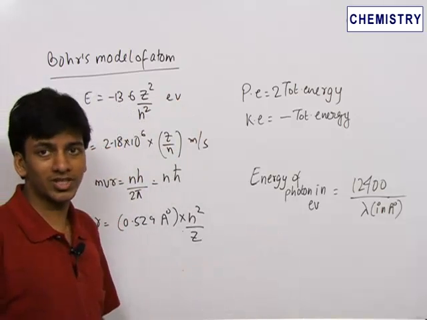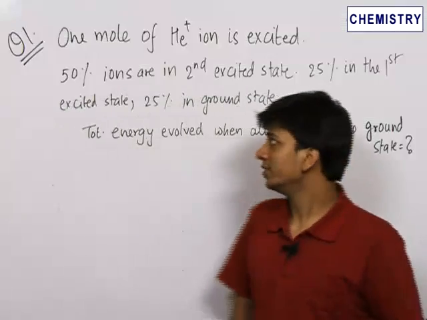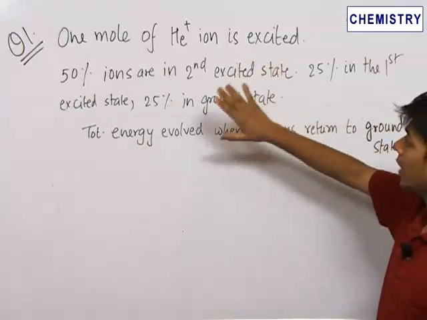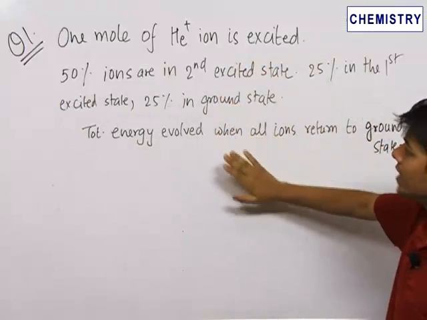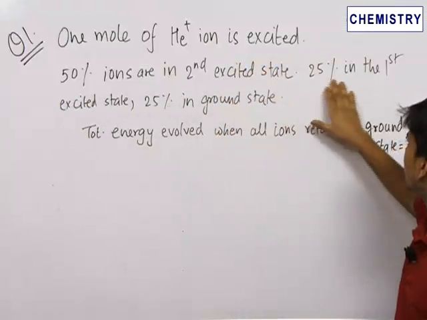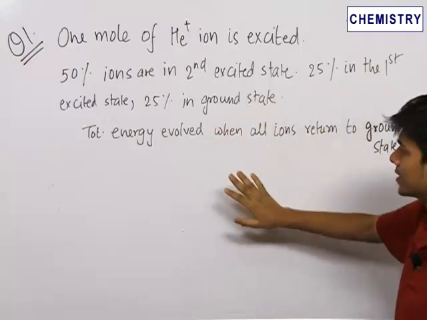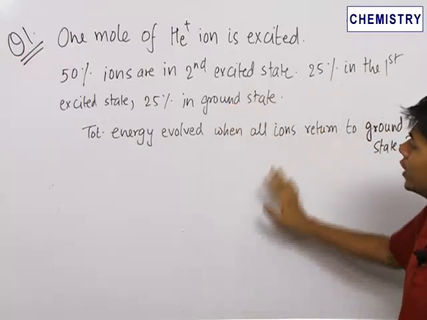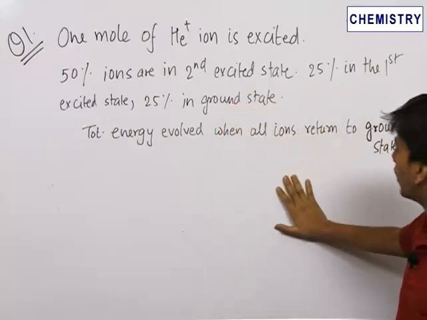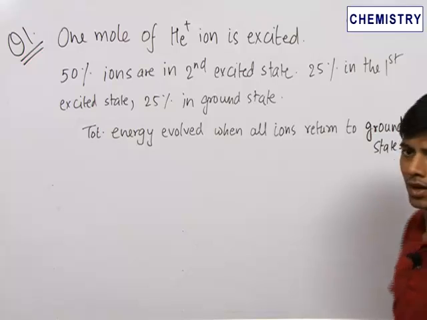So we begin with our questions now. Now here's the first question. We have been given that 1 mole of helium plus ions is excited. 50% of the ions are in the second excited state. The rest, 25%, are in the first excited state, and the last 25% is in the ground state. We need to find out the total energy evolved when all ions return to the ground state.